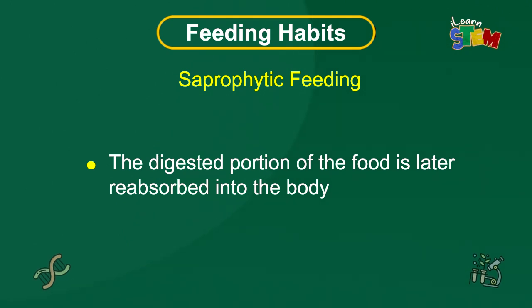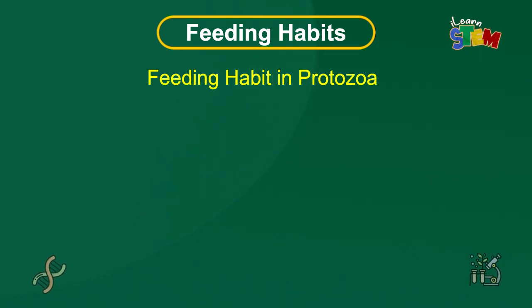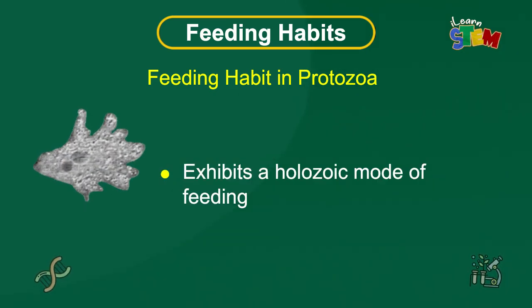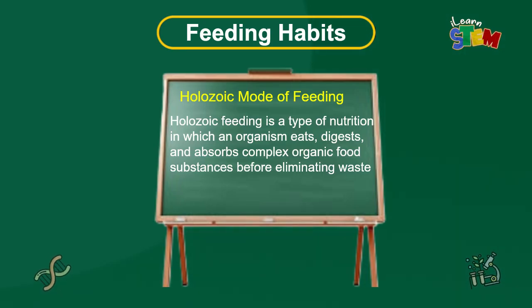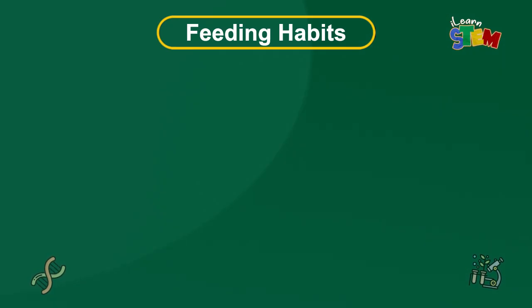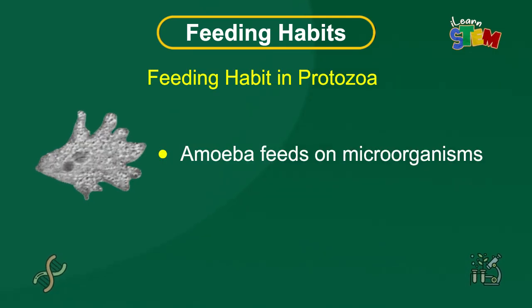Before we wrap up today's lesson, let's look at the feeding habits in protozoa. Protozoa like amoeba exhibit a holozoic mode of feeding. Holozoic feeding is a type of nutrition in which an organism eats, digests, and absorbs complex organic food substances before eliminating waste. Amoeba feeds on microorganisms.